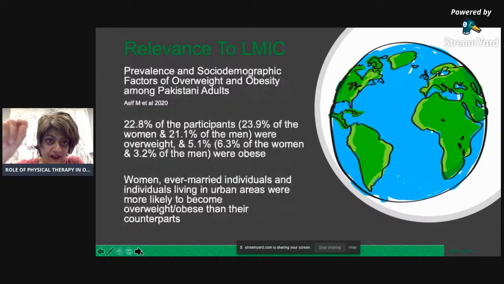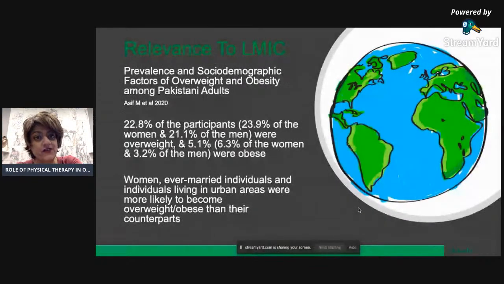Looking specifically at Pakistan, Asif et al. did a study in 2020. They looked at the prevalence and socio-demographic factors of overweight and obesity among Pakistani adults, and they found that 22.8%, so just under a quarter of the participants, were overweight, and 5.1% were obese. So out of 100, 5 were obese. And they found that women, ever married individuals and individuals living in urban areas such as busy cities like Lahore, Islamabad, Karachi, were more likely to become overweight or obese than their counterparts.